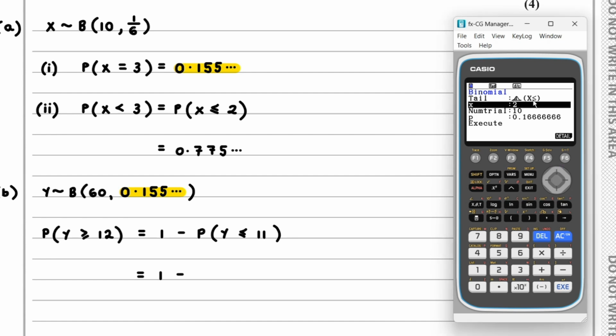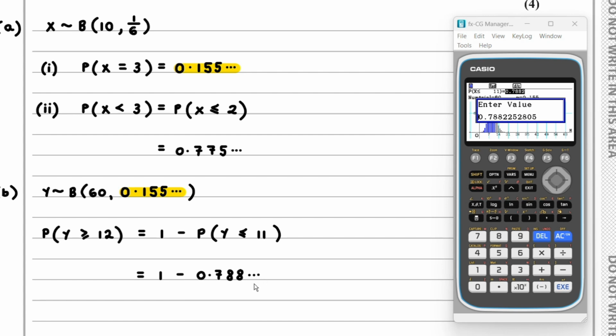This time x is equal to 11. The number of trials we have is 60, and the probability is 0.155, etc. So if we work this out, we end up with 1 subtract 0.788, etc. And therefore, the probability that Y is greater than or equal to 12 is equal to 0.212, etc.